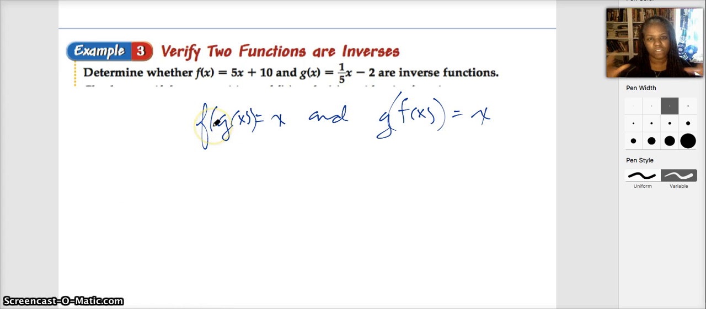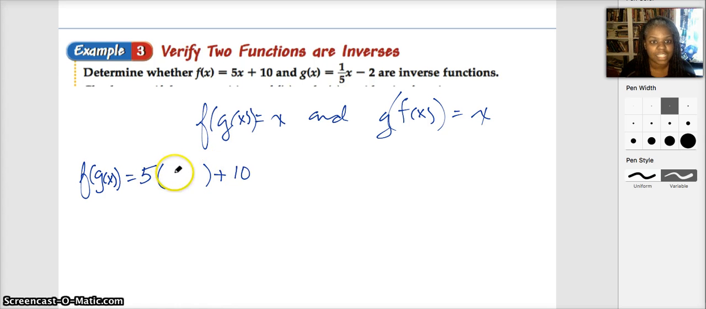F of x is kind of the framework function. F of g of x is equal to 5 times something plus 10. What's that something? G of x. What is g of x? Let's rewrite it then. We know that g of x is that. So 5 times 1/5 x minus 2, plus 10.